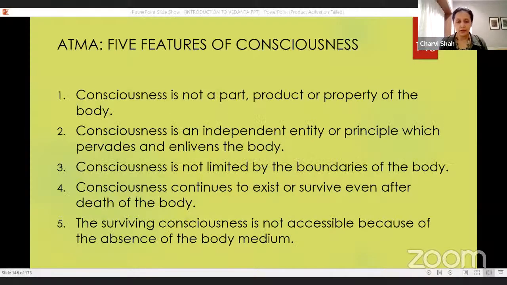So the 5 features of consciousness. Firstly, consciousness is not a part, product, or property of the object or the body. Consciousness is an independent entity. It is an independent principle, but it pervades it. It is in and through the entire object, the entire body, and it also enlivens the body. So it is an independent entity, but very, very closely, very intimately associated to the body, and it enlivens the body.